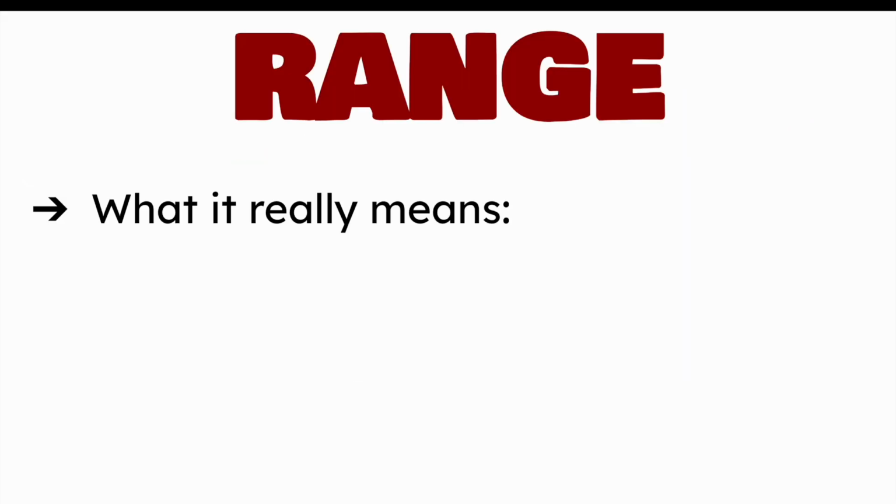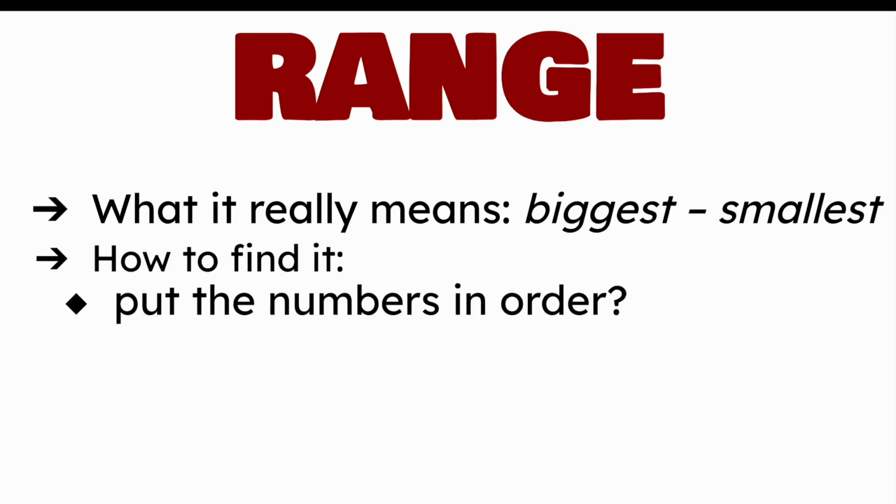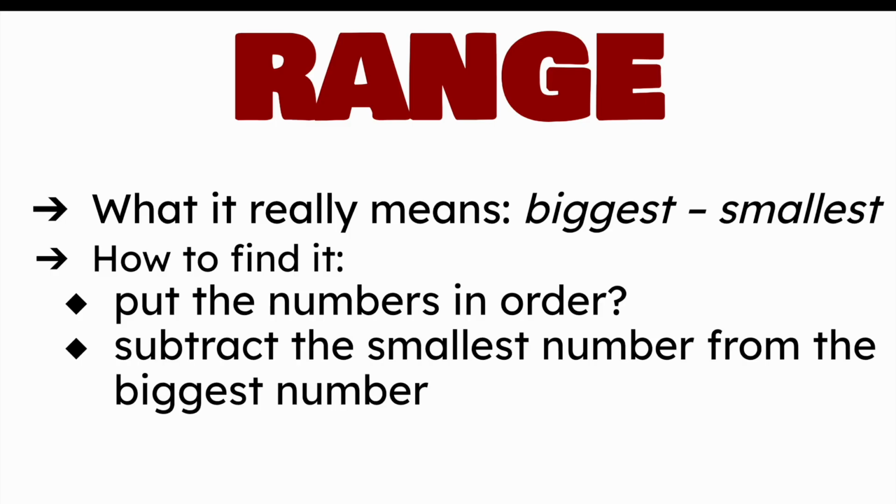Okay, one more to go. Range. Range really means the biggest number minus the smallest number. This is also pretty straightforward. Maybe not as easy as mode, but not much harder. To find it, just find the smallest number and the biggest number. If you put them in order, you won't screw it up. But do you really need to? Just find the smallest and the biggest. And then you subtract the smallest number from the biggest number, and that is your range.